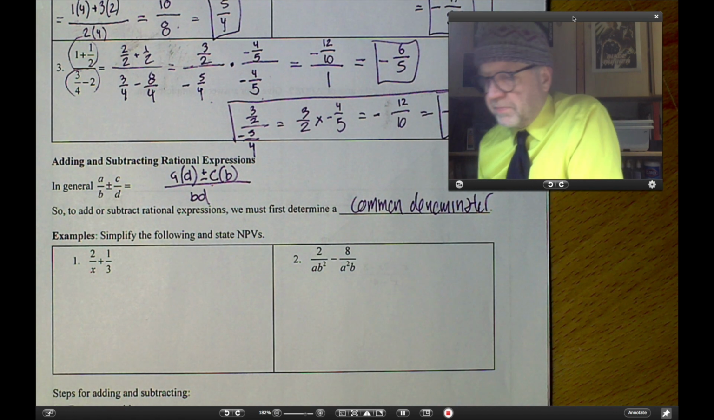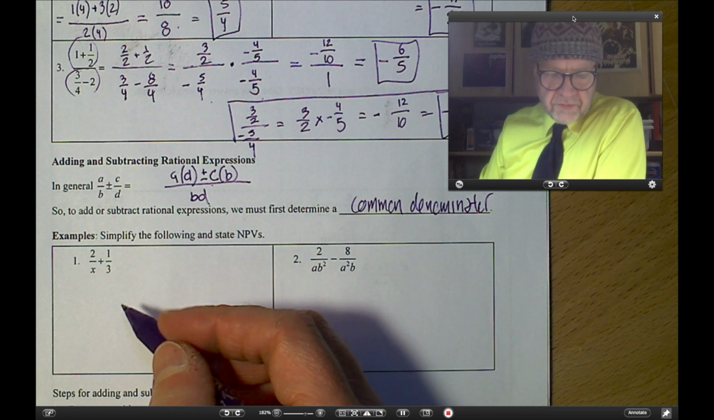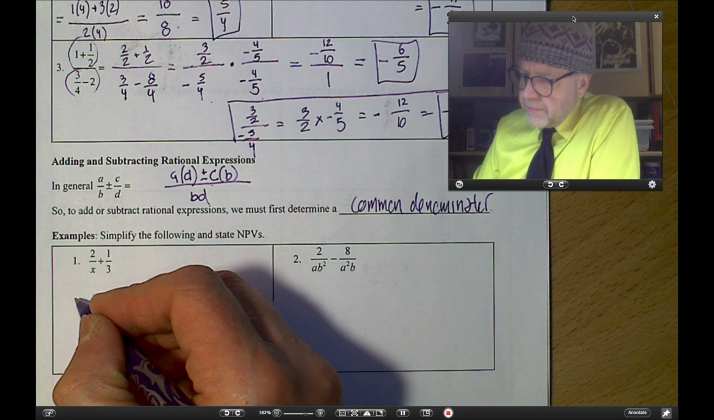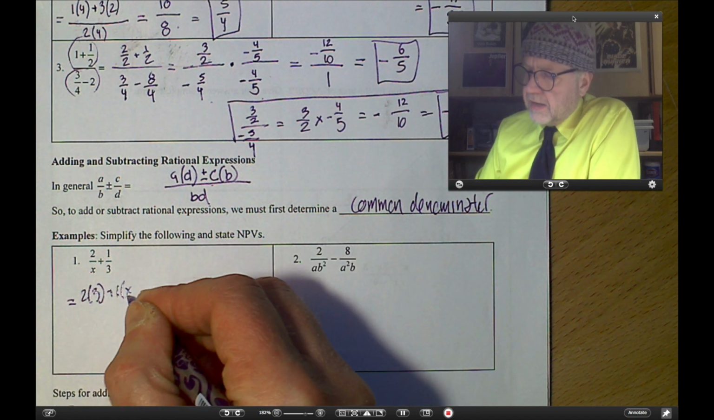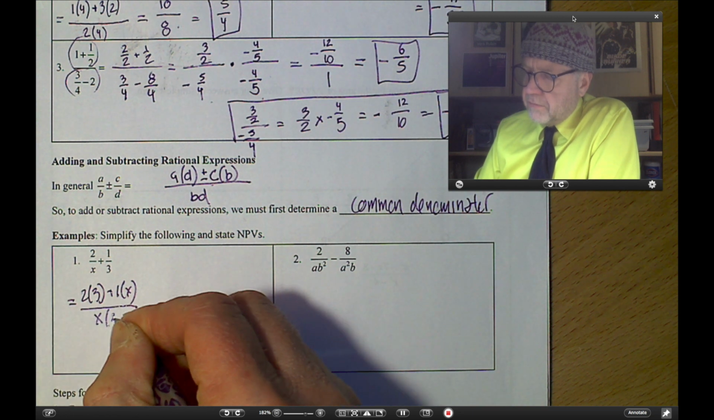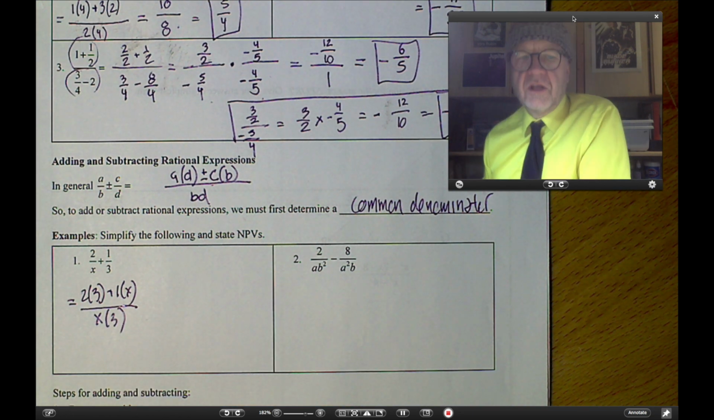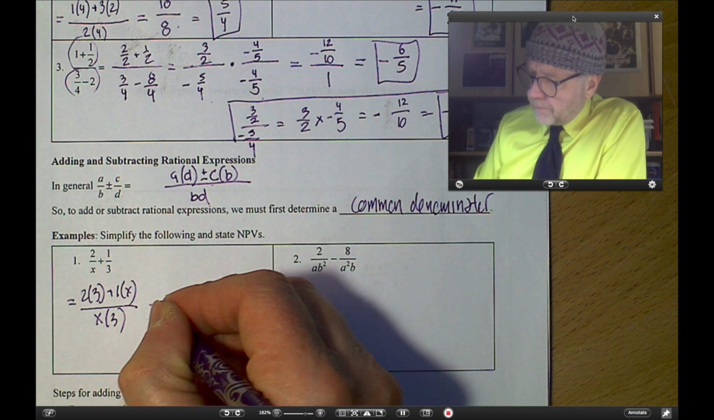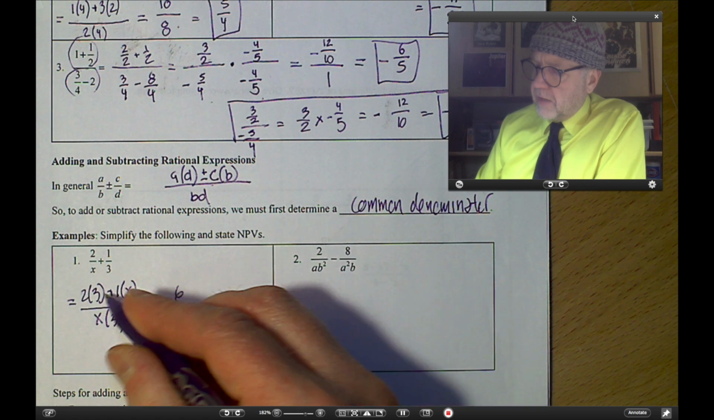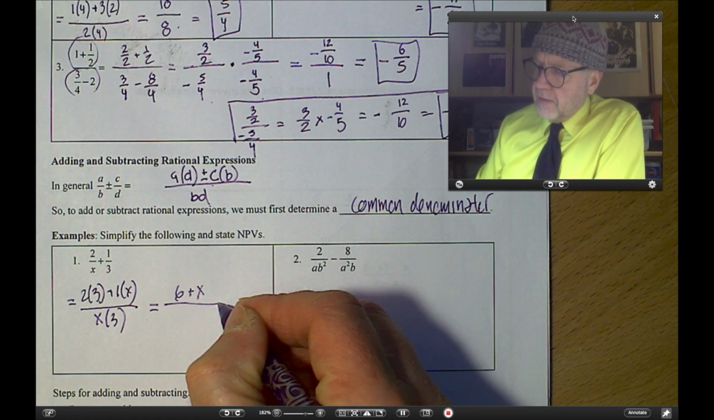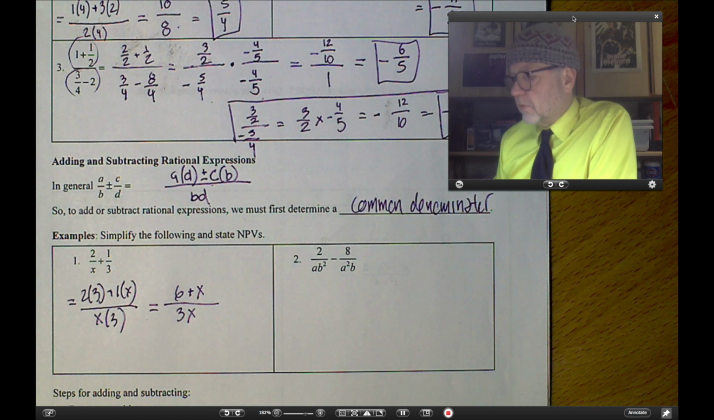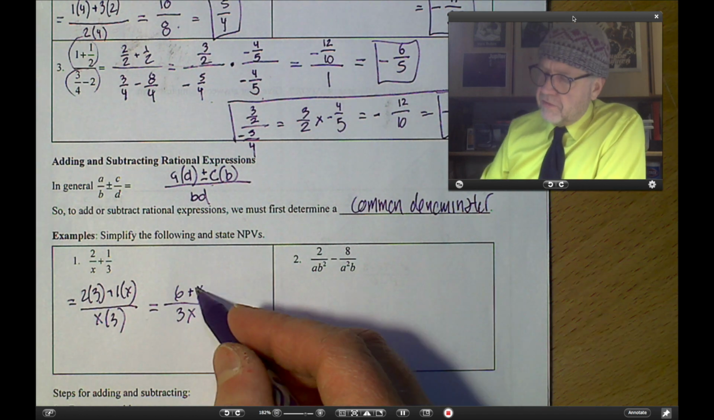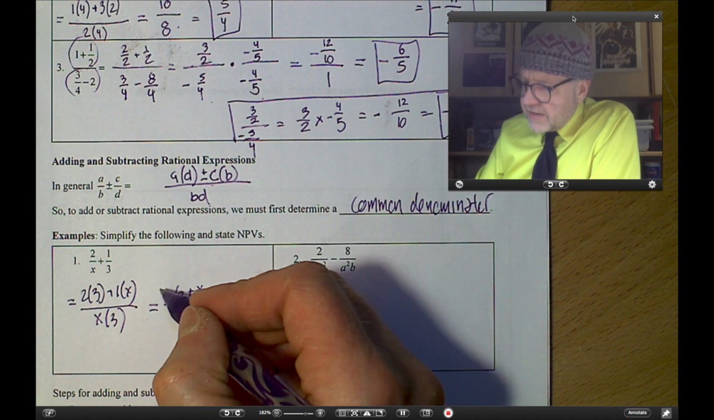So let's put that into practice here, using this kind of rule and expression. 2 over x plus 1 over 3 is going to be equal to 2 times 3 plus 1 times x, all over x times 3. Now we don't usually put the variable in front of the coefficient, so we'll clean that up in the next step. 2 times 3 is 6 plus x. 1x is just x, yeah? And 3x, like that. And there's no other simplification we can do. We can't divide 3's out because there's no coefficient in front of the x. It's also 3. So this is the final answer.